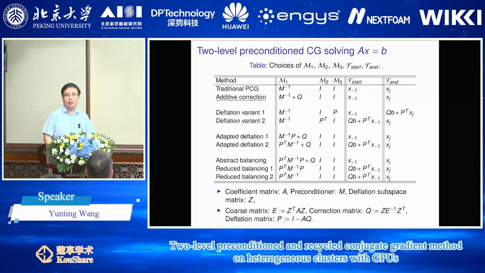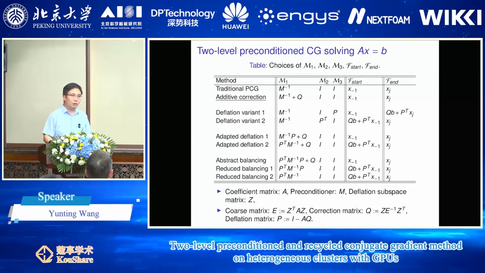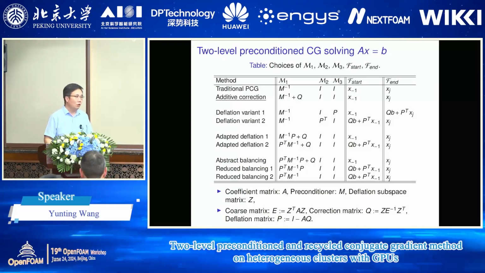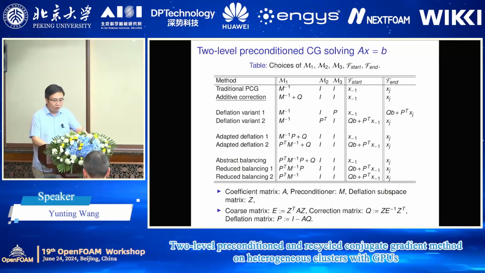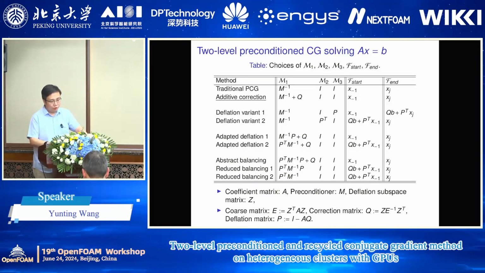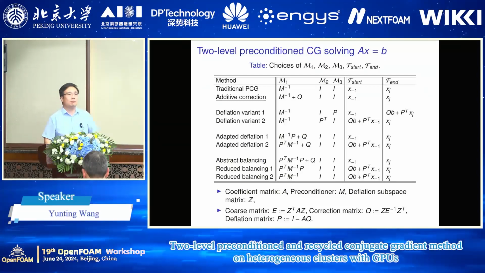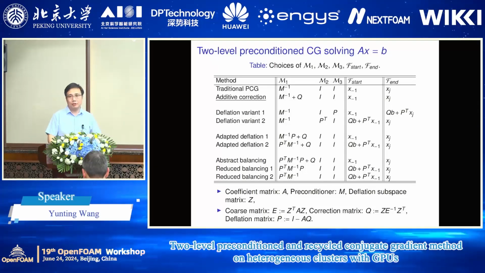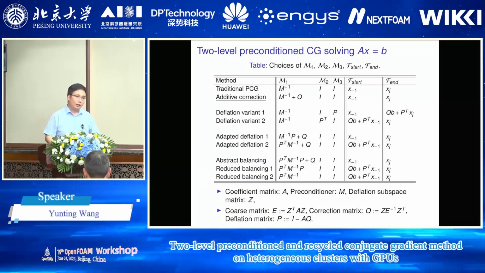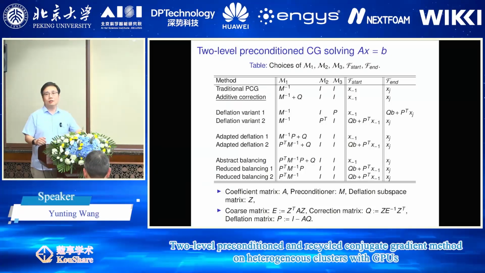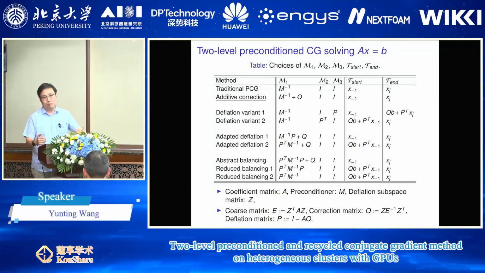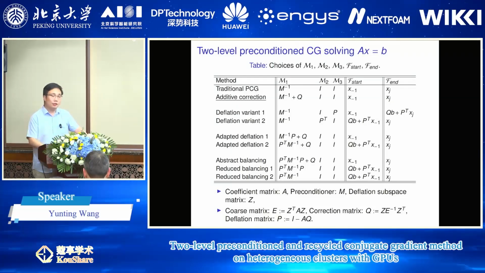Generally, in domain decomposition, E is constructed from the coarse grid, and you have this correction matrix Q. You use a linear combination of the standard preconditioning and the correction matrix, and in such a way you hopefully can accelerate the convergence rate of this PCG method. This is additive correction.